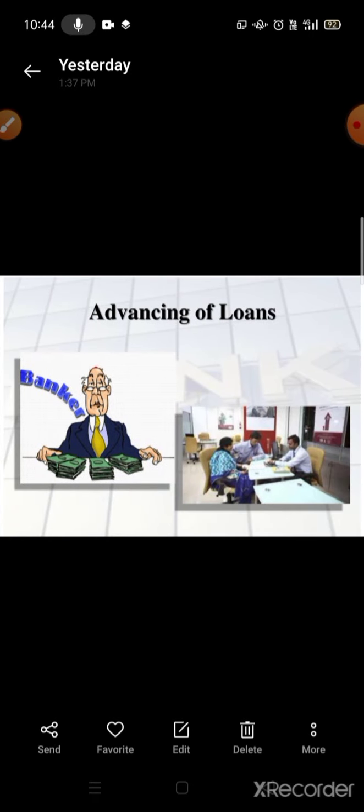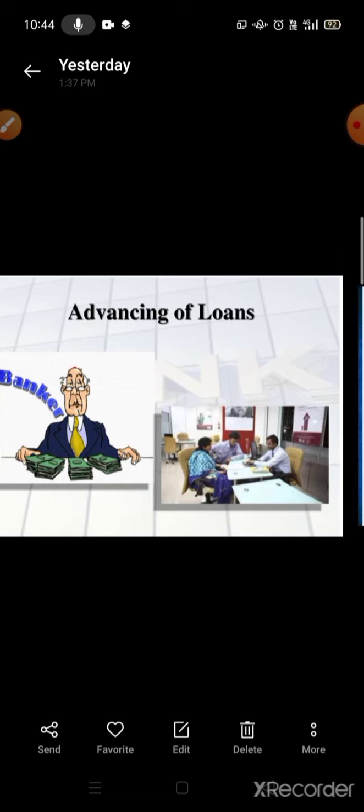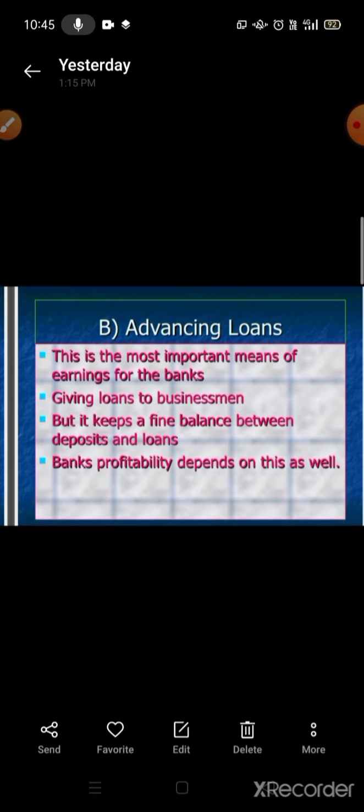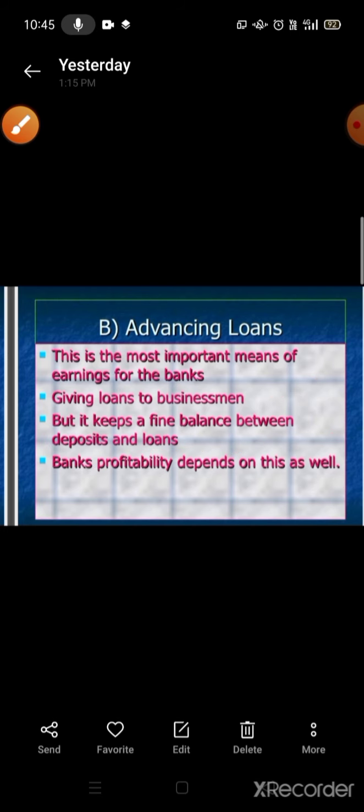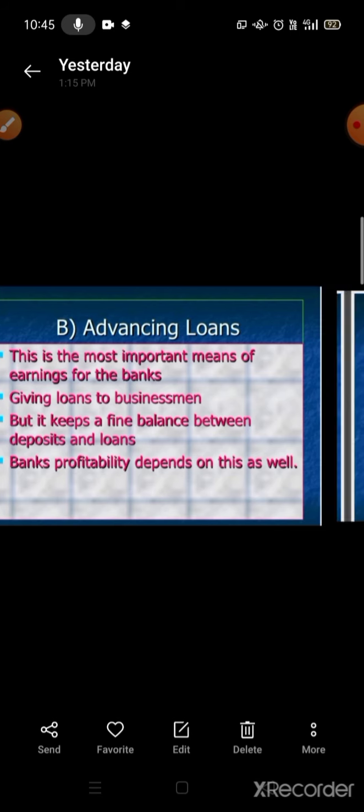Now, the second type of primary function, that is advancing of loans. This is the most important means of earning for the banks. Giving loans to businessmen is the function of advancing loans. But it keeps a fine balance between deposits and loans, and the bank's profitability depends on this as well. The bank keeps a fine balance between deposit and loan, so the bank's profitability will never be harmed.